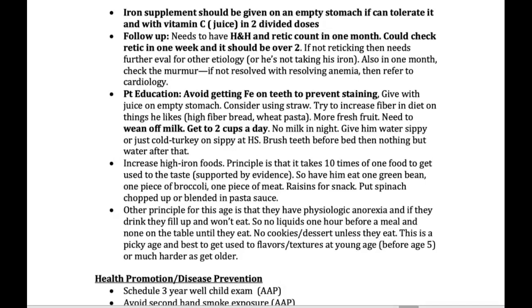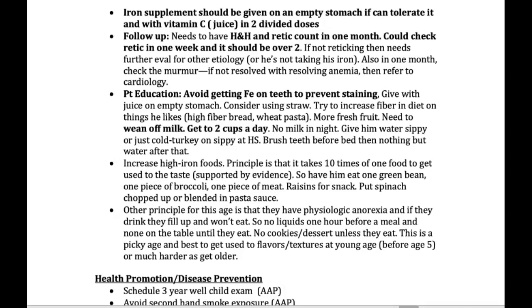Okay, so iron supplement should be given on an empty stomach if it can be tolerated, or with vitamin C, like juice, in 2 divided doses. The vitamin C helps with the absorption. Follow-up: they would need to have another hemoglobin and hematocrit and a retic count in a month to make sure that we're on the right track here.